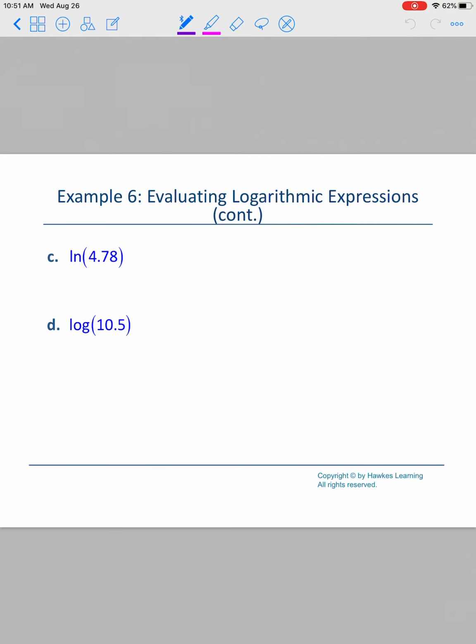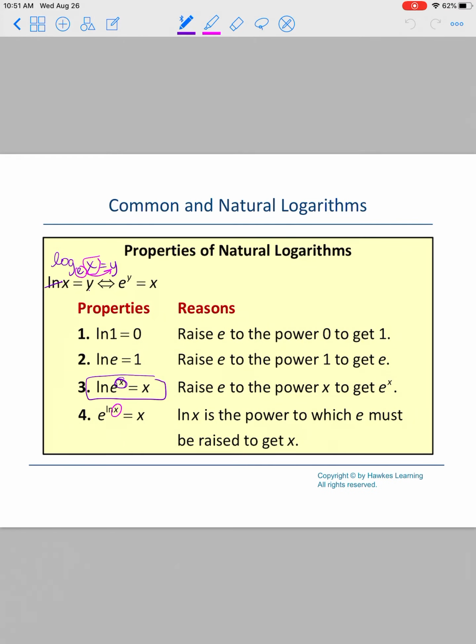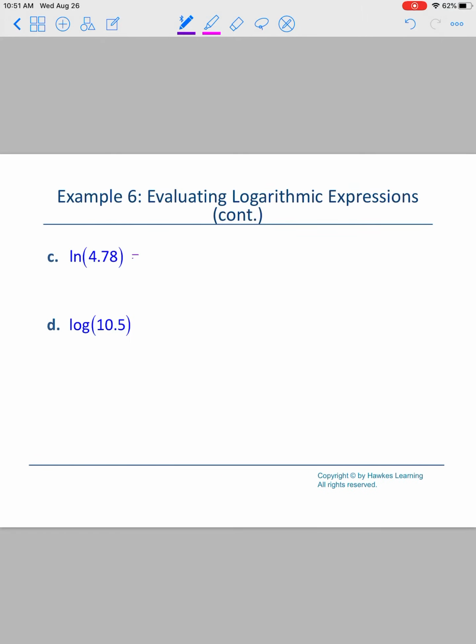Okay, C, the ln of 4.78. If I go back to my properties, do I have a property that says the ln of an actual number? I do not. So I'm going to take my calculator. Again, you can get on the Desmos Scientific Calculator. Go to Google and just type in Desmos Scientific Calculator. It'll pull it up, but I'm just going to type this directly into my calculator. The ln of 4.78, and it gives me a number. It is approximately, not actually equal to, but approximately 1.564.